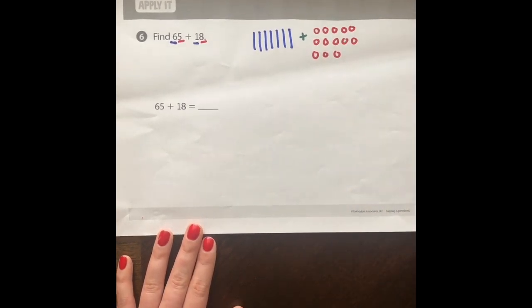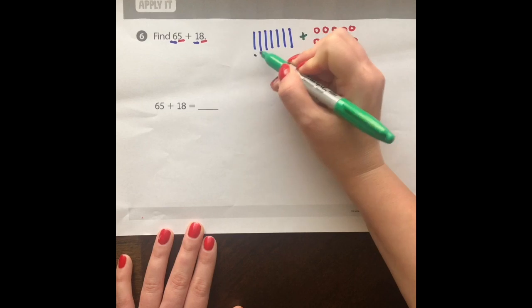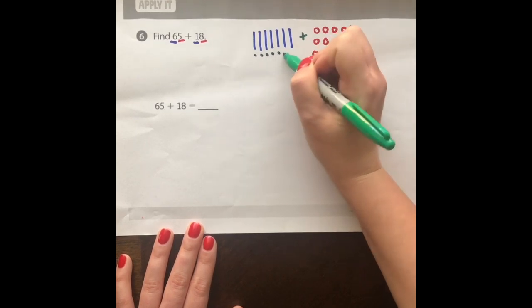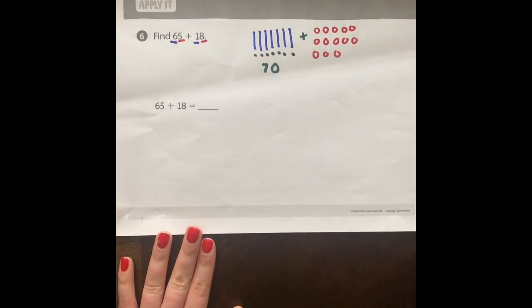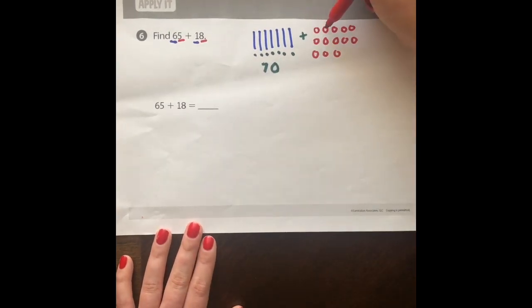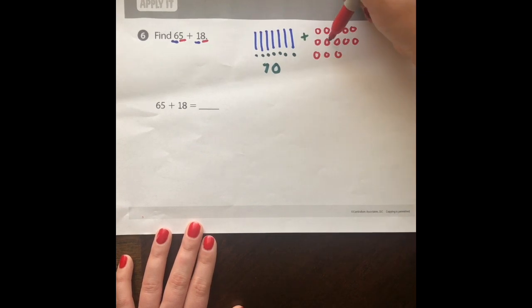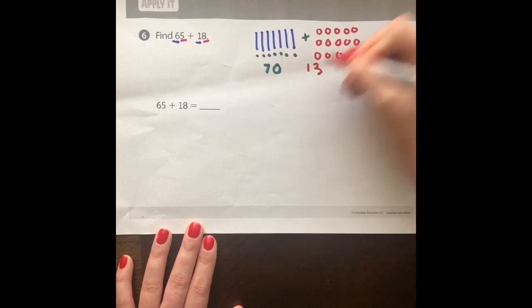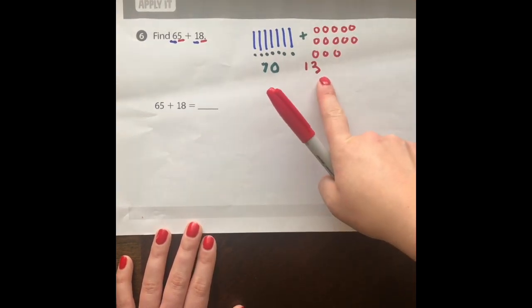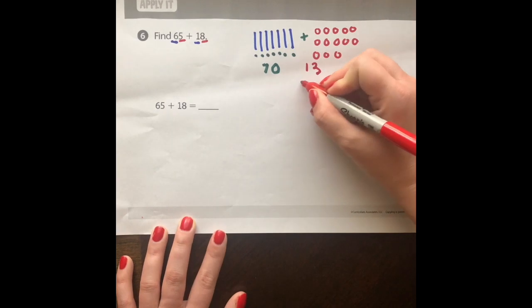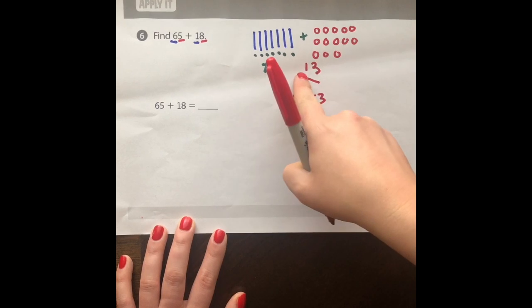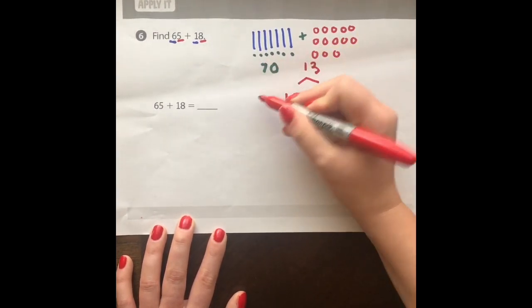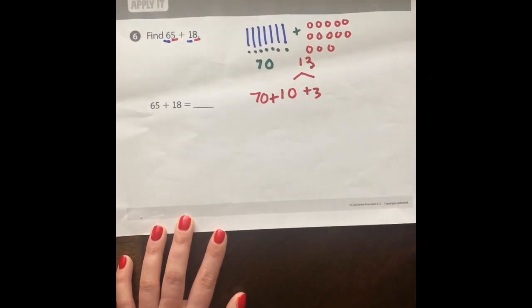Now let's add these all together. 1, 2, 3, 4, 5, 6, 7. Or 70. Let's add our ones. 1, 2, 3, 4, 5, 6, 7, 8, 9, 10, 11, 12, 13. And what do we know about 13? We know that we could break it down. So we know that 13 has 1 ten and 3 ones. We could bring down our 70 as well.